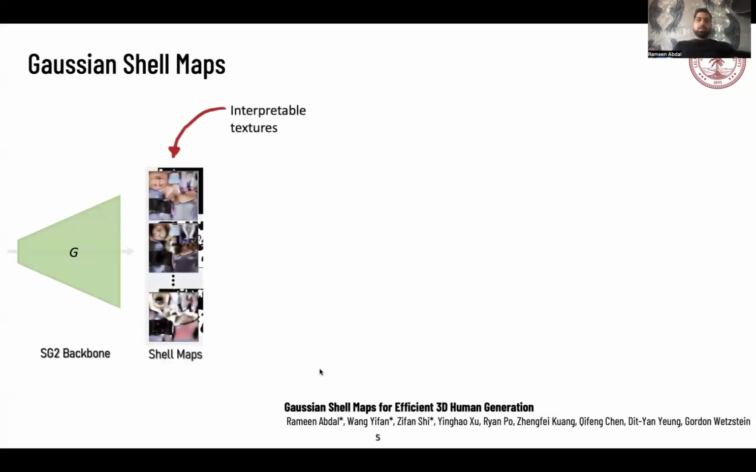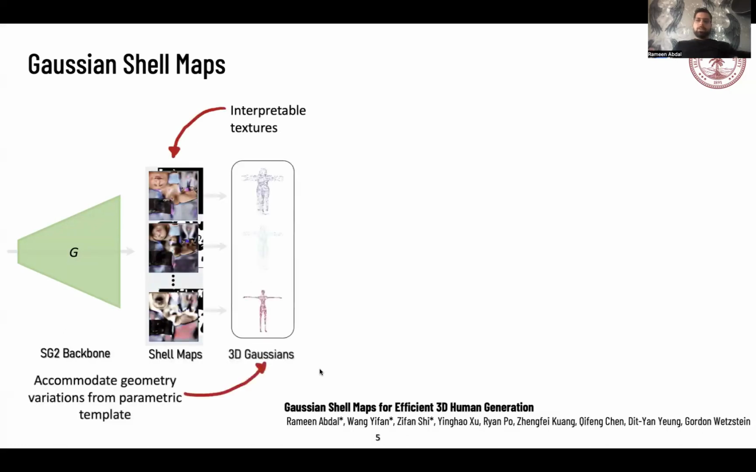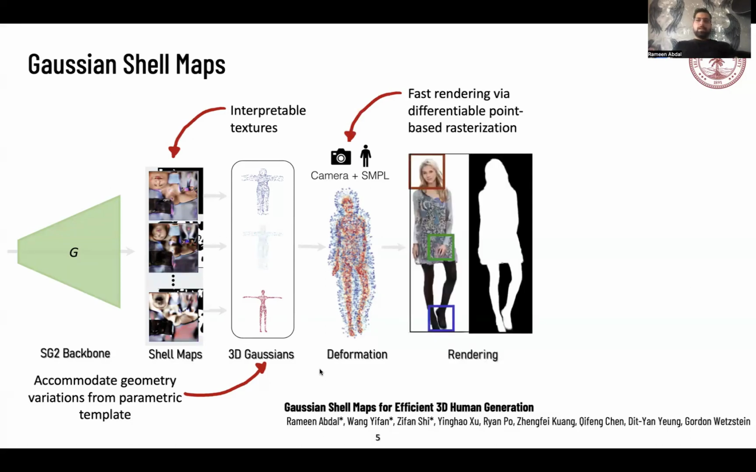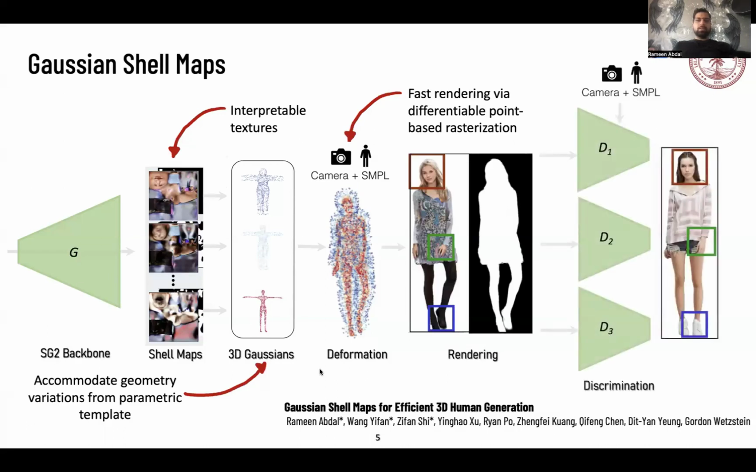Here is the general pipeline combining all the concepts. First, a generator is used to generate texture maps of the attributes of Gaussians, that is the opacity, color, rotation, and scale. We refer to them as shell maps. These maps map the texture maps to 3D Gaussians, which are derived from the SMPL meshes. We can have multiple of these shells. Given the camera parameters and the SMPL parameters, these Gaussians are then composited, deformed, and transformed into the screen space using a point-based rasterization method. Finally, these images are discriminated using the discriminator.